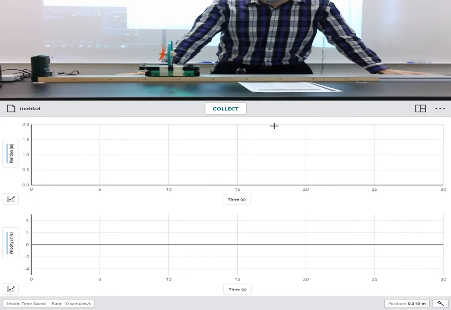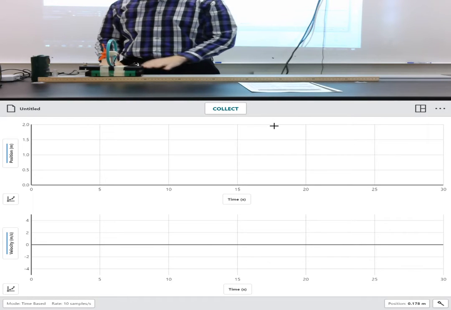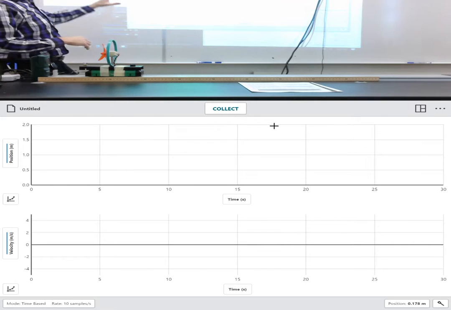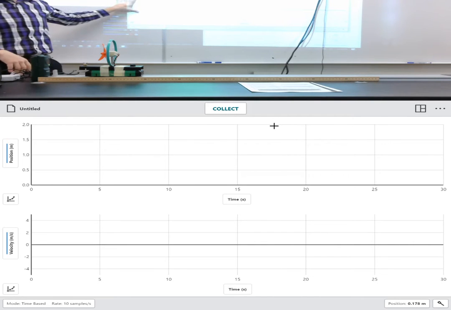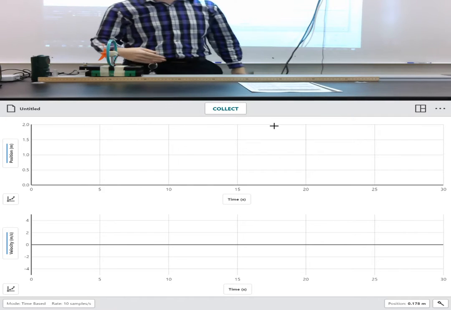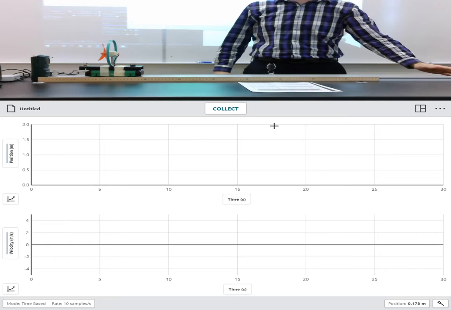But in the first demo, this cart is going to be sitting right here, and I'm going to hit start on our collection thing. So it's going to collect the positions, and it's going to calculate the velocities. And all I'm going to do is I'm just going to push the cart. Okay, I'm going to give it one little push. The cart's going to go down the track, and then I'm going to stop it at the end.